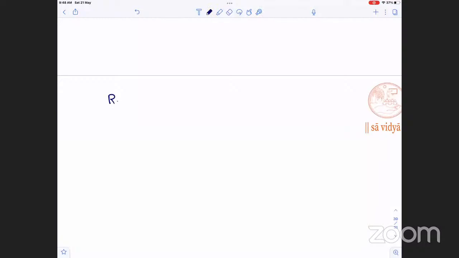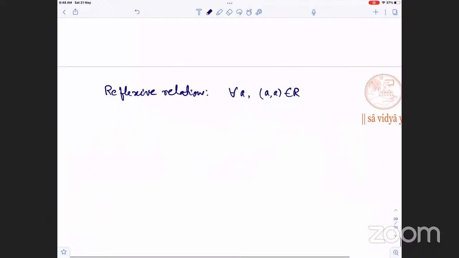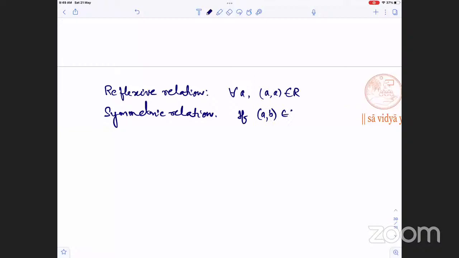You must be knowing what is a reflexive relation. Reflexive means for every a, (a, a) belongs to R, then we call it a reflexive relation. Symmetric relation means if (a, b) belongs to R, this implies (b, a) also belongs to R.